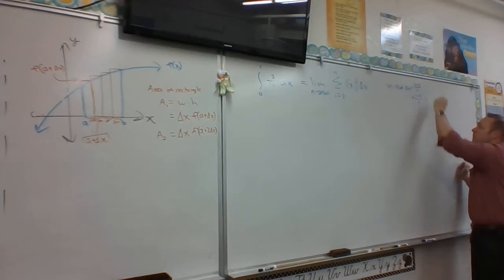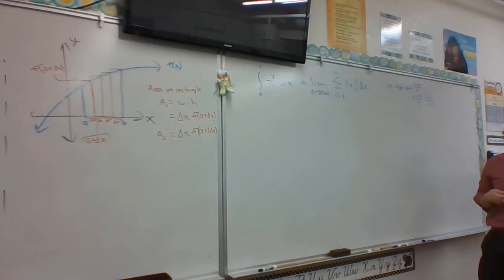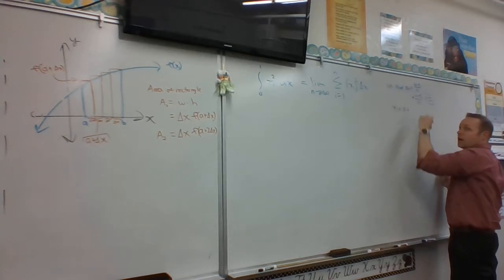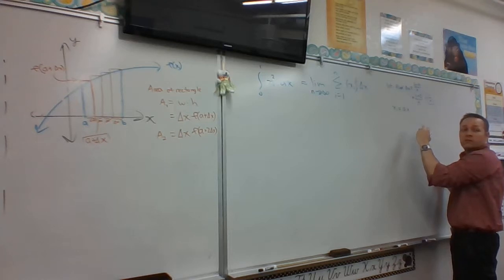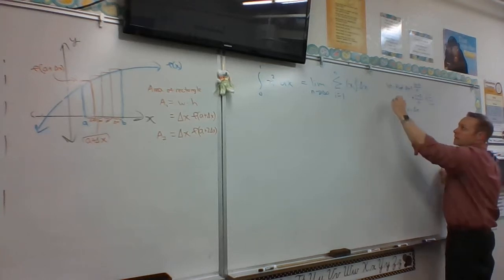1 over n. Okay, hang on to that. You're going to need that. Good so far? Yes. Okay. Now we need to find what x sub i is. And you had a separate little formula for that. Yeah, it was a plus i delta x.